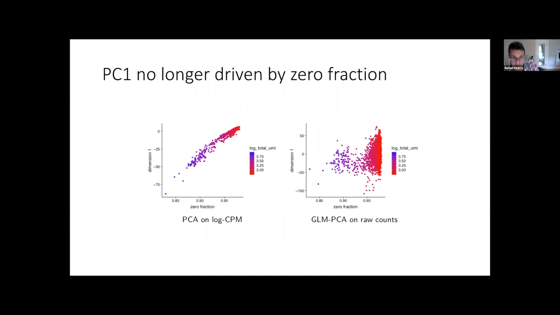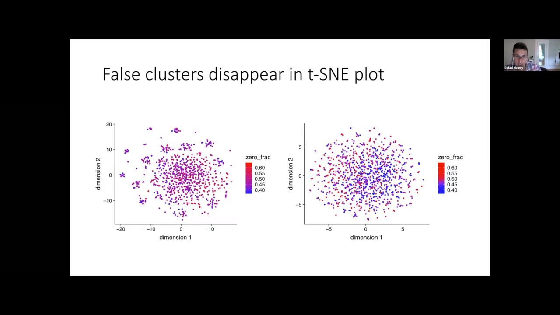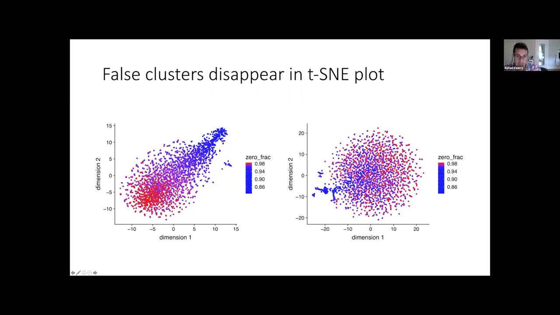Okay, so here's a comparison of what was being done before. PCA on the log transform data, as I showed earlier, has a very strong relationship with a zero fraction. Once you fit it with GLM and you have the offset, it goes away. This is the sort of artificial experiment. The data is not fake, the data is real. It's the cells that are not real. And then here's the t-SNE, and those little clusters kind of go away. And then here's that other one where you can see that the relationship with the zero fraction pretty much disappears, not completely, but most of it.